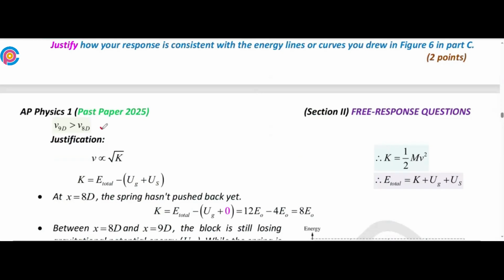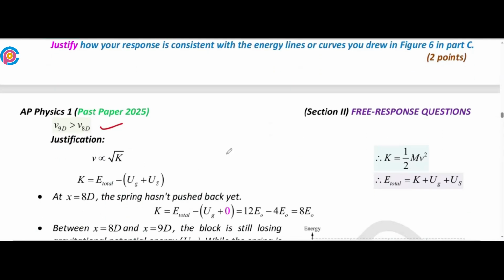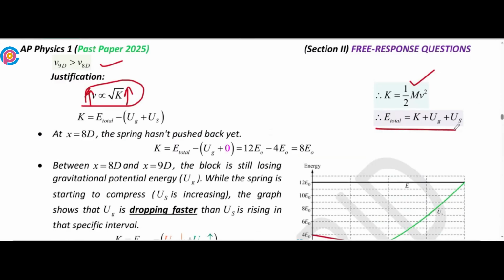So first of all, I have the answer. Velocity at 9d should be greater than velocity at 8d. Justification: we have the formula for kinetic energy. We know the velocity is directly proportional to the square root of the kinetic energy, meaning if the kinetic energy is greater at that point, the velocity should be greater. So we use conservation of energy: kinetic plus gravitational plus spring equals the total energy. We can find the kinetic energy as the total energy minus the sum of gravitational and spring potential energy, indicated here.